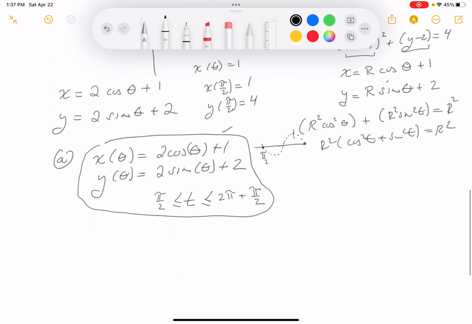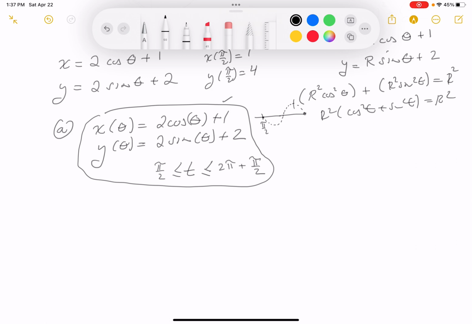And let's go to B now. Now, B's more difficult for me, believe it or not. It's still going to be the same parametric curve. So x of theta is going to be equal to 2 cosine theta plus 1. And y of theta is 2 sine theta plus 2. That's still the same thing. All right? And then I gotta start starting at a different position now.